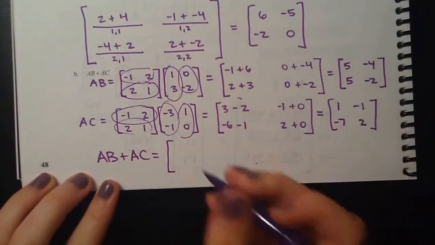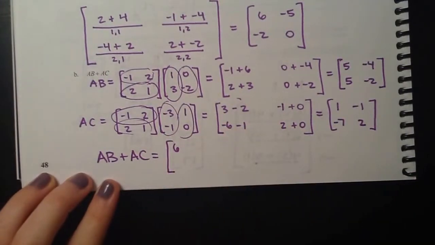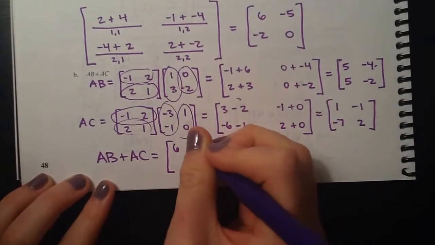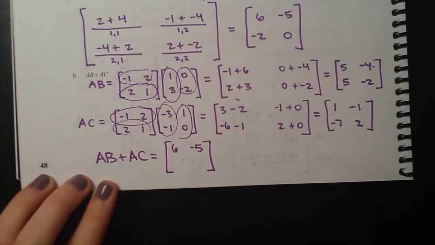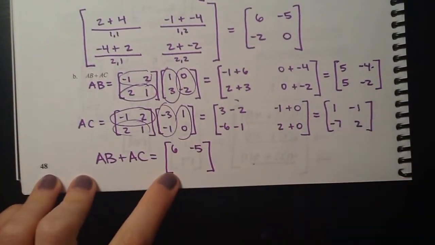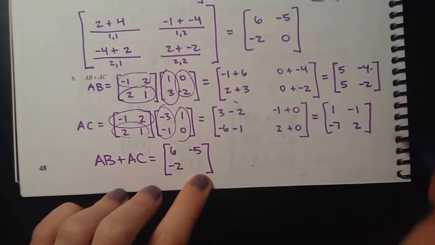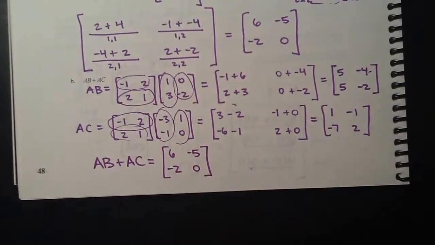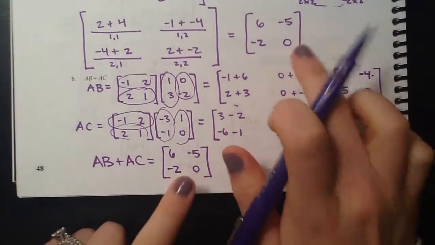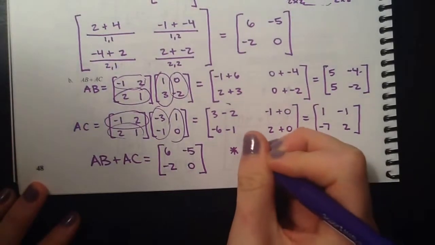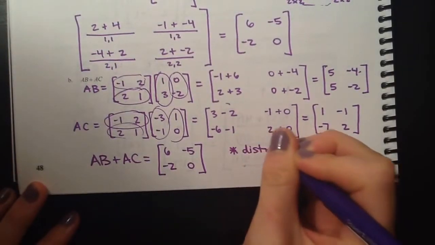Okay, so 5 and 1 gives us 6 in the first row, first column. Negative 4 and negative 1 gives us negative 5 in the first row, second column. Down here, 5 and negative 7 leaves me with negative 2. And finally, negative 2 and positive 2 leaves me with 0. So I end up with the exact same thing for both of these. So the distributive property does hold.